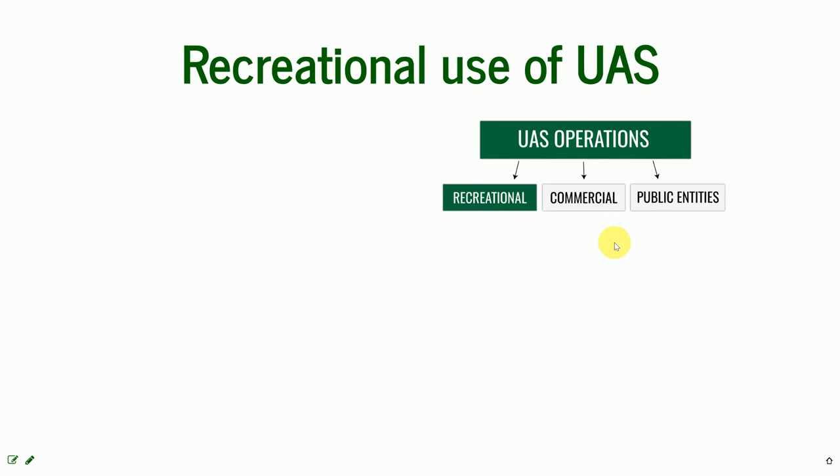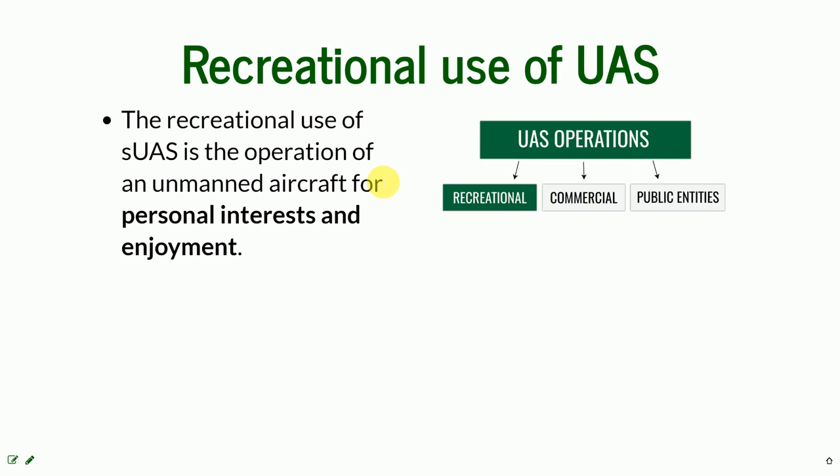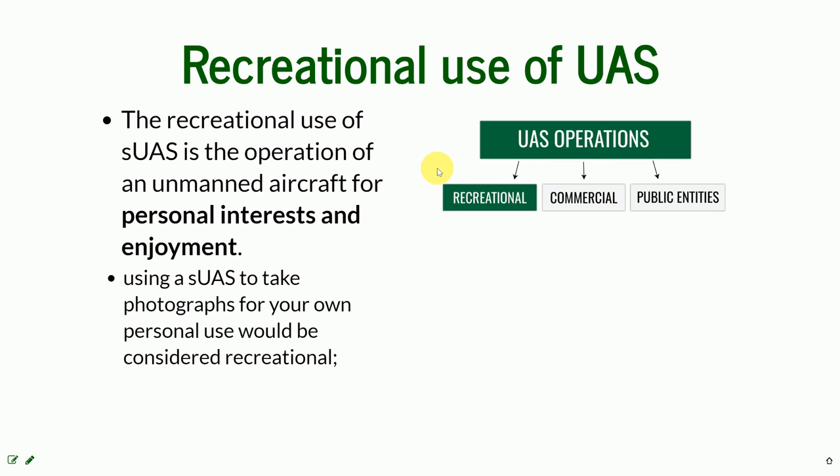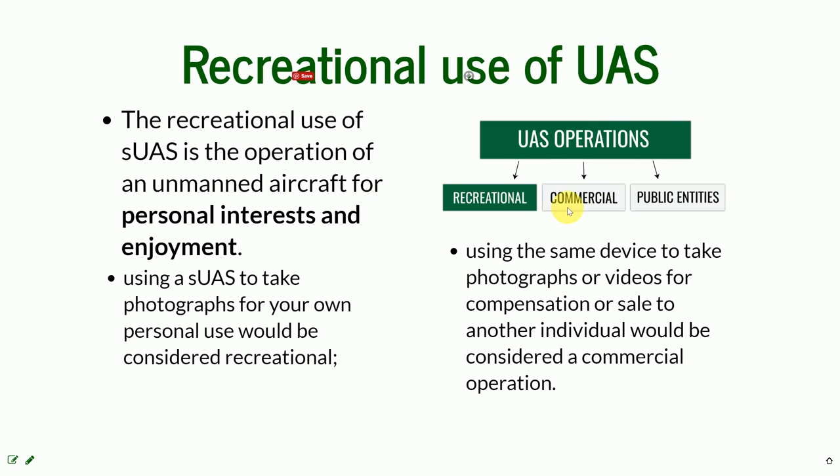Now the least controlled use of UAS is the recreational use. This is defined as the use of drones for personal interest and enjoyment. So, for example, if you use the UAS to take photographs for your personal use, it would be considered recreational. But if you use exactly the same device to take exactly the same photographs or video, but you will be compensated for that, or you will be selling it to another individual, this would be considered a commercial operation.